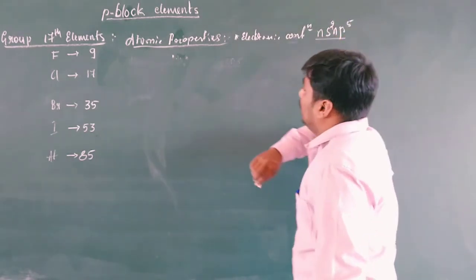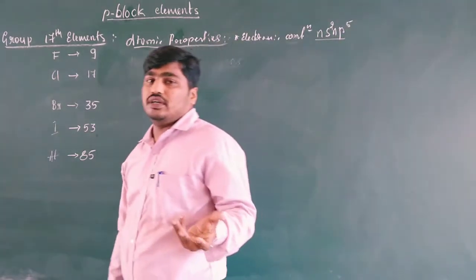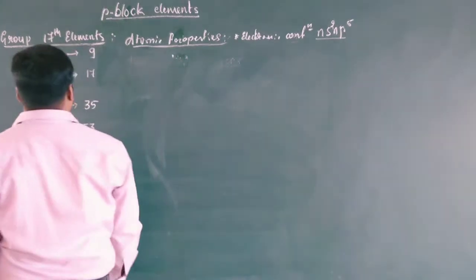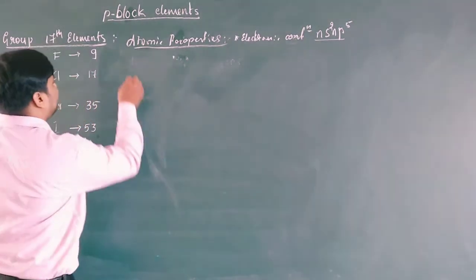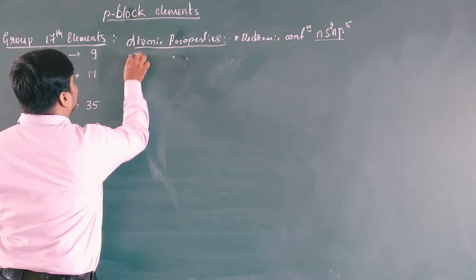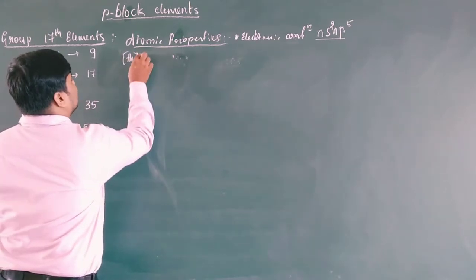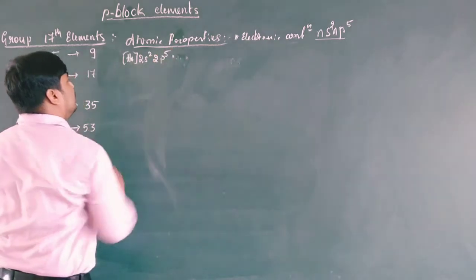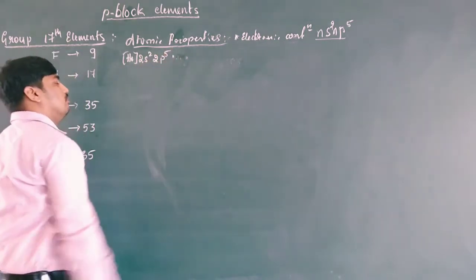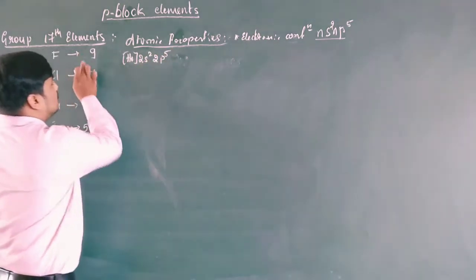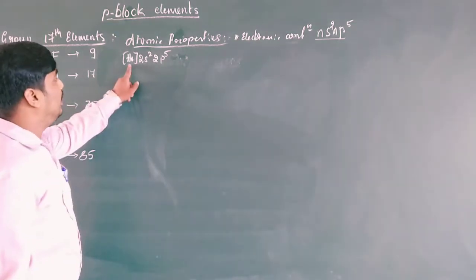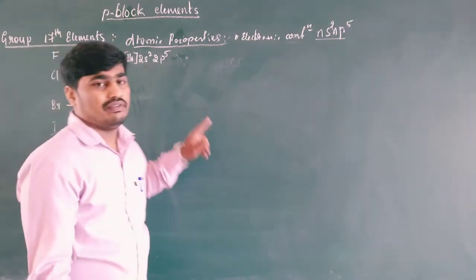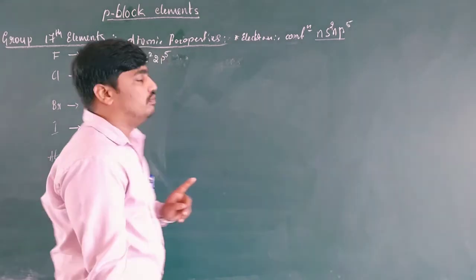Here, when we use the noble gas core, helium, next is 2s2, 2p5. 2 plus 2 plus 5, 9. So 9 is the atomic number. Helium 2s2, 2p5 is the electronic configuration of fluorine.